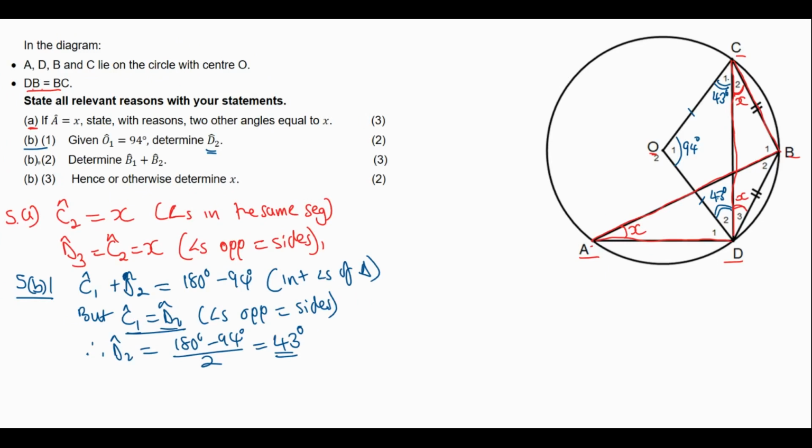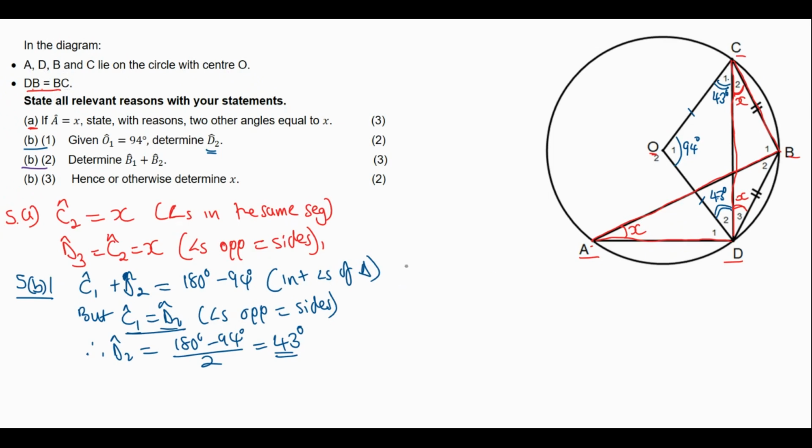Right, welcome back. Let's do question 5b2. Let's just go through what we have done so far in question 5a and 5b1. We're given the information that A, D, B, and C lie on the circle with center O. DB is equal to BC.